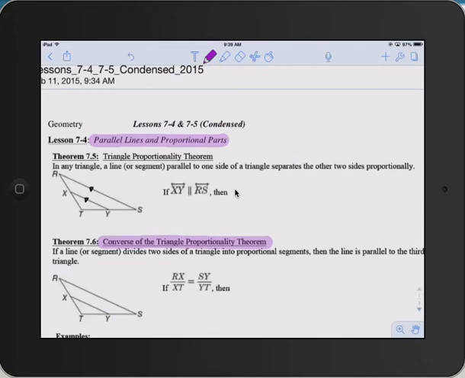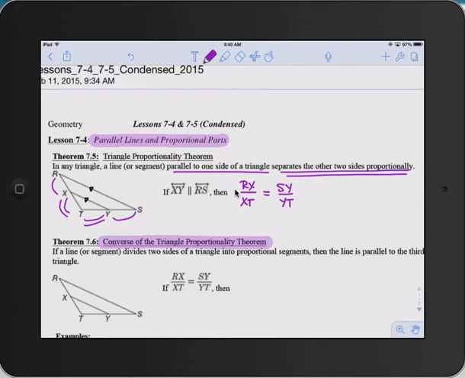In any triangle, a line or segment parallel to one side of a triangle separates the other two sides proportionally. So in this picture, if line XY is parallel to line RS, then that would make RX over XT the same ratio as SY over YT. So you're saying this part is to that part as this part is to that part.